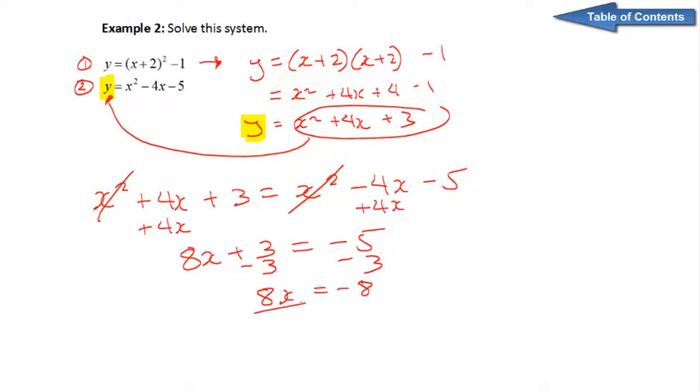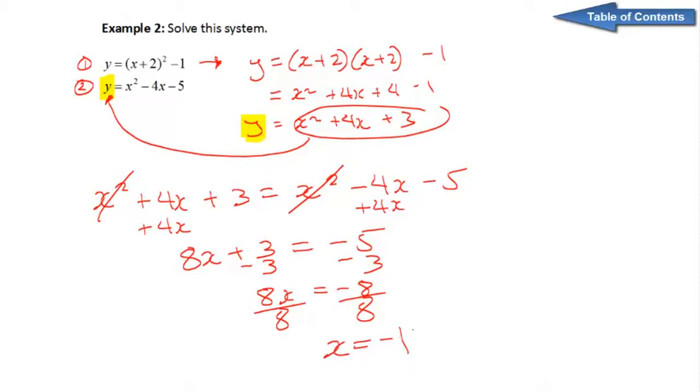Now from there I'll divide both sides by 8, and this gives me x is equal to negative 1. Well, this is kind of interesting, because we only have one solution for x, there's only going to be one solution for y right here, I think. Let's take a look.